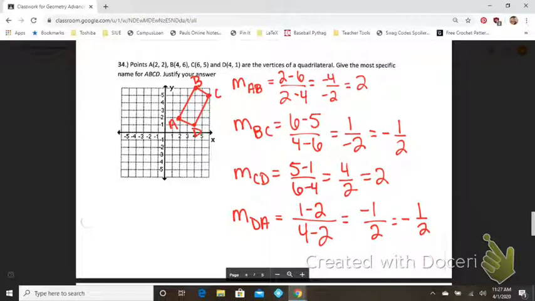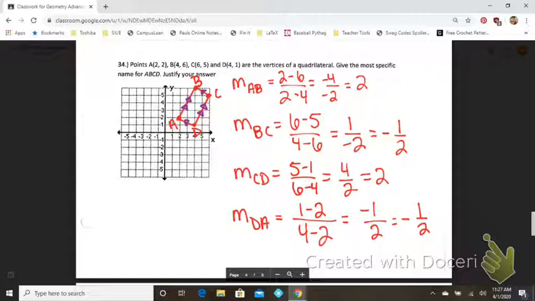So I'll mark that with my little triangles. Okay, these 2 are parallel. Same thing goes for BC and DA. They had the same slope of -1/2. So those are parallel to each other. So we know it's a parallelogram.